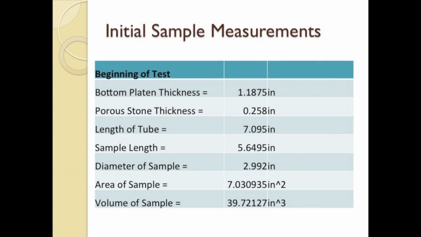After subtracting the bottom platen thickness and the porous stone thickness from the length of the mold, we obtain the sample length to be 5.649 inches. The inner diameter of the mold is 2.992 inches, therefore the area of the sample is 7.030 square inches, and the volume of the sample comes to 39.721 cubic inches.